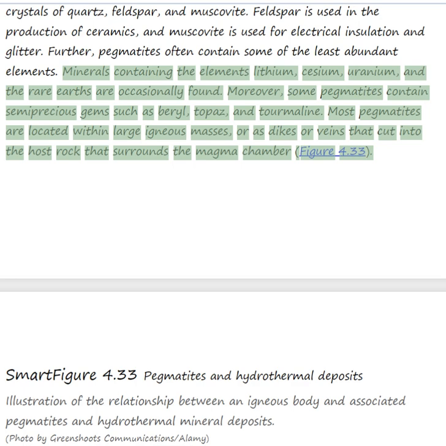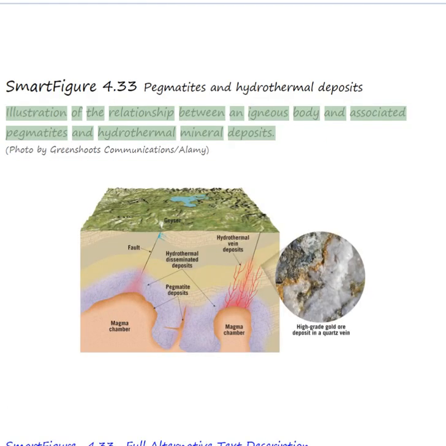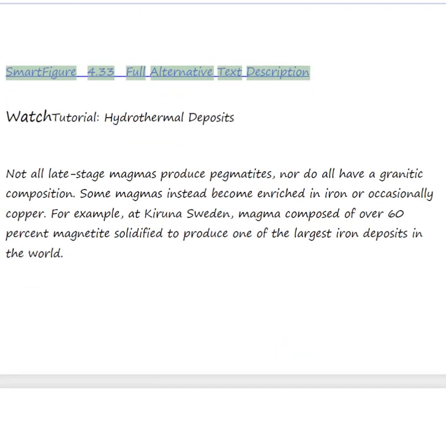Most pegmatites are located within large igneous masses, or as dikes or veins that cut into the host rock that surrounds the magma chamber. Illustration of the relationship between an igneous body and associated pegmatites and hydrothermal mineral deposits. Smart Figure 4.33 Full alternative text description.